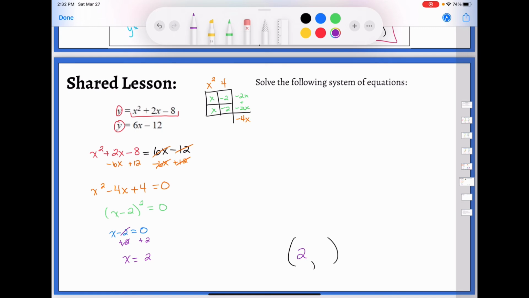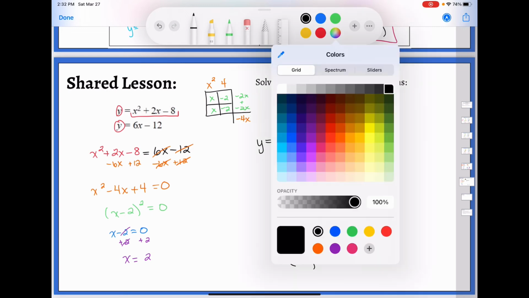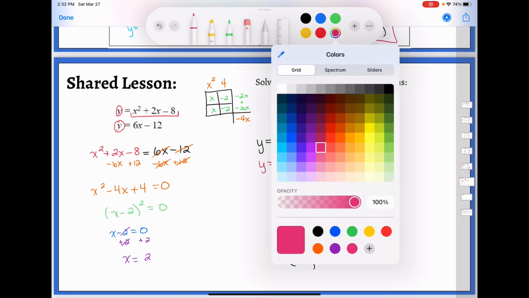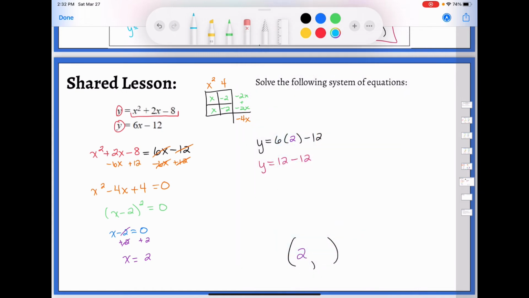I know that x equals 2. Now I'm going to plug it into either equation. I think the bottom one is easier, so I'm going to go with that one, but you can plug it into either one if you want to. So plugging in positive 2 for x, I have y equals 6 times 2, which is 12. 12 minus 12 gives me y equals 0.